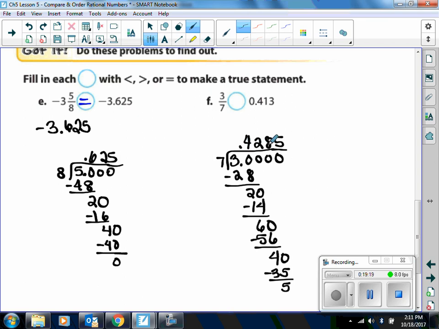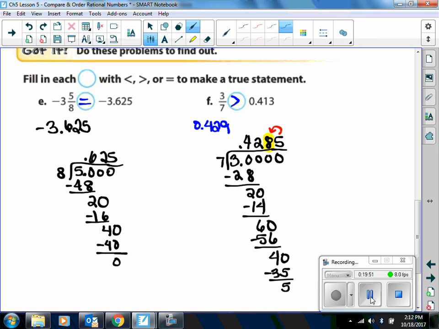And now we've got 0.4285. We want to round to what? To the thousands place. So here's the number in the thousands place, right? So the next number tells me what to do. What does it tell me to do? Round up. Very good. So this is going to be just 0.429. So what symbol goes in here? Greater than. That's going to be a greater than.